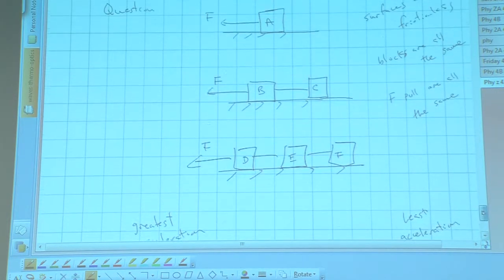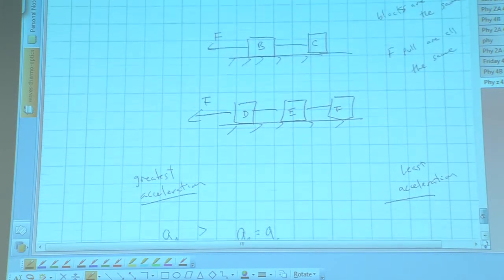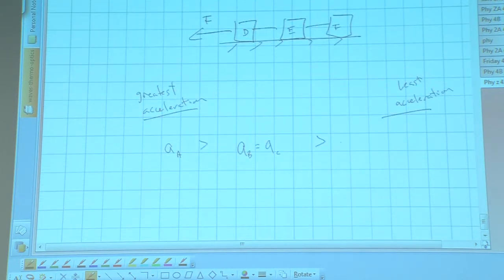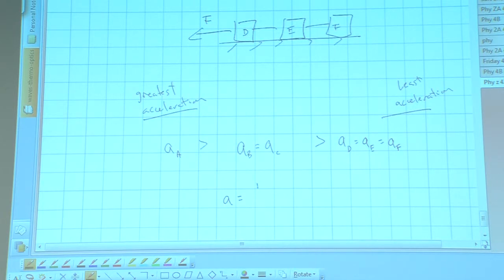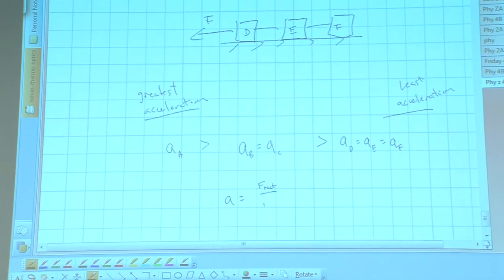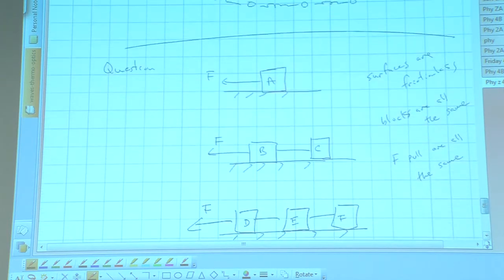And how about D, E, and F? They're going to be the same, and they're all going to be greater than 0, right? I like to include 0, but I won't worry about it. And the reason here is the acceleration is the net force over the mass, right? So for A, all 3 situations have the same net force. For A, we have F acting on a single mass.